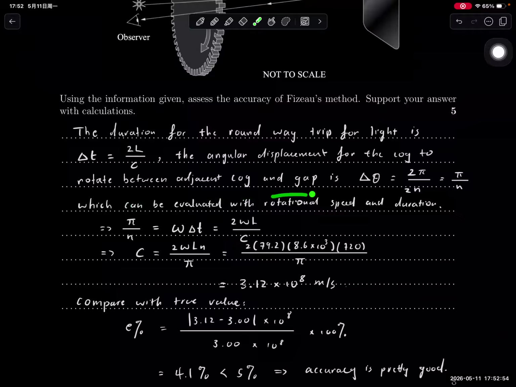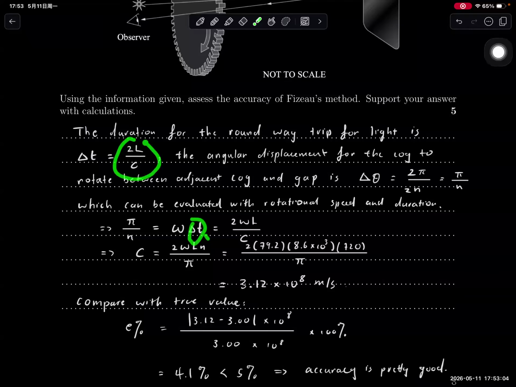This can be evaluated with rotational speed. You say delta theta equals the rotational speed, omega, times the duration, and the duration can be equated with the speed of light like this. Therefore, you equate those two, then rearrange for the speed of light, and then just calculate.